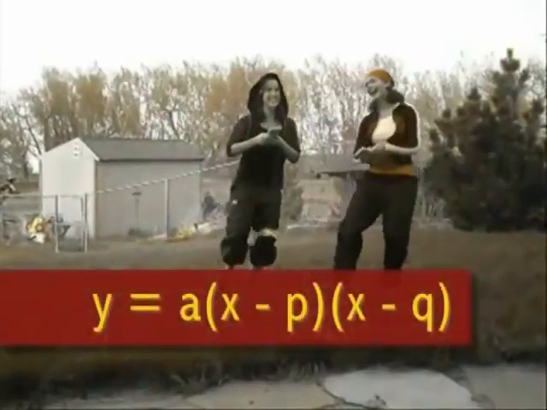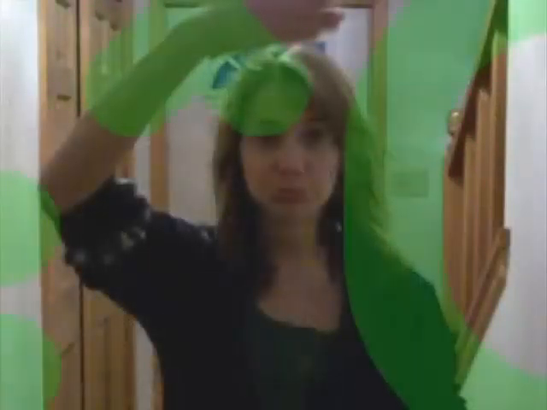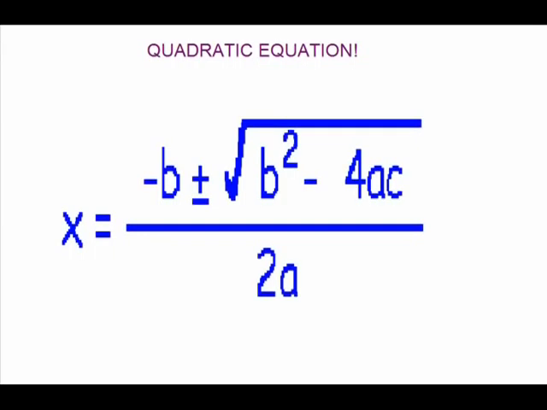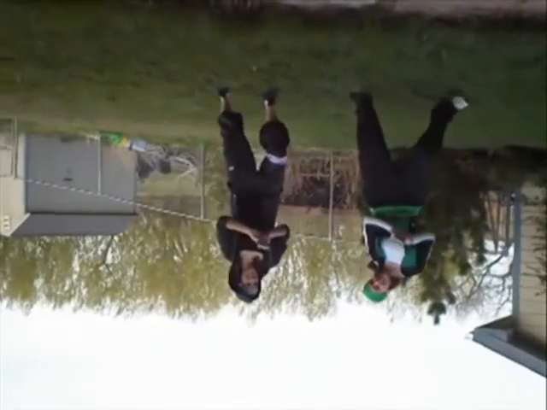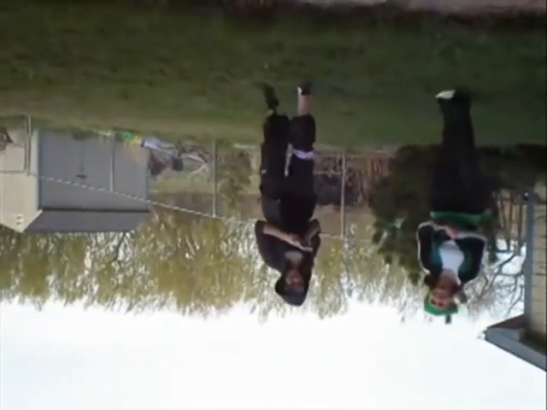The intercept form is not hard to do. Y equals A times X minus P, X minus Q. These are the points where X meets a line. To get the solution, just switch the signs. If you're too dumb to factor and don't know this form, do not freak out. Do not cry up a storm. Just know negative B plus minus the square root of B squared minus 4AC all over 2A. And you'll get the answer you need right away.